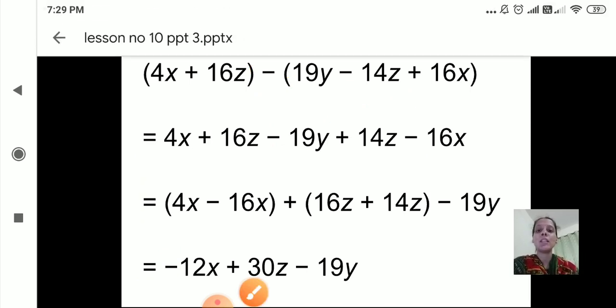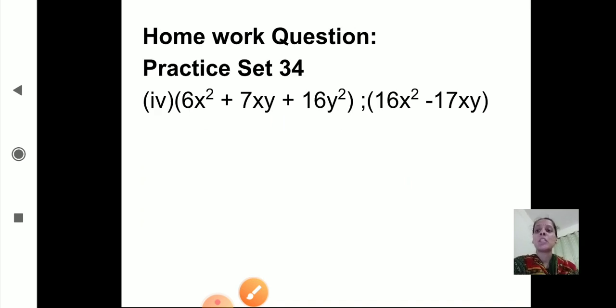Now we will see the next. Yes, this one, the fourth one which I have not solved or explained, you will solve on your own in your classwork. Okay, so this is the homework question, practice set 34, the fourth sum. Write down this question. The first algebraic expression is 6x square plus 7xy plus 16y square, and the second algebraic expression is 16x square minus 17xy. This is the fourth sum from practice set 34.